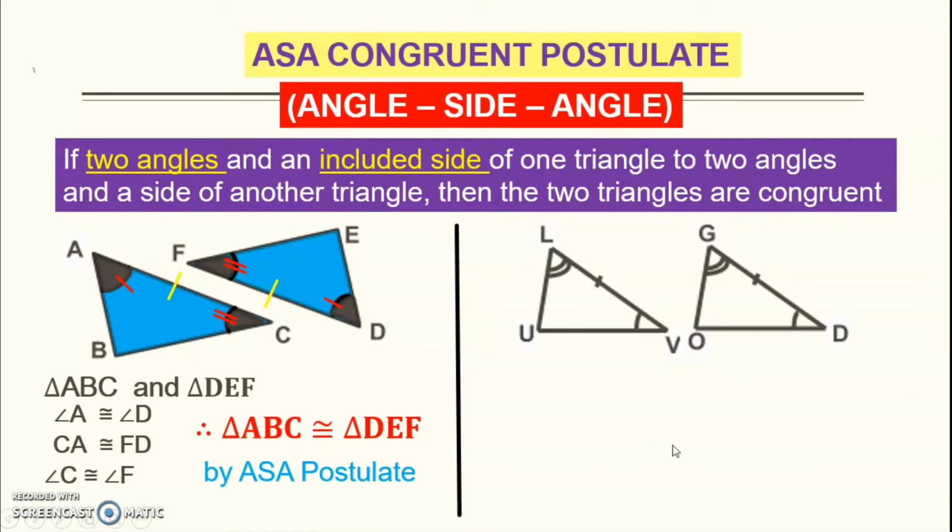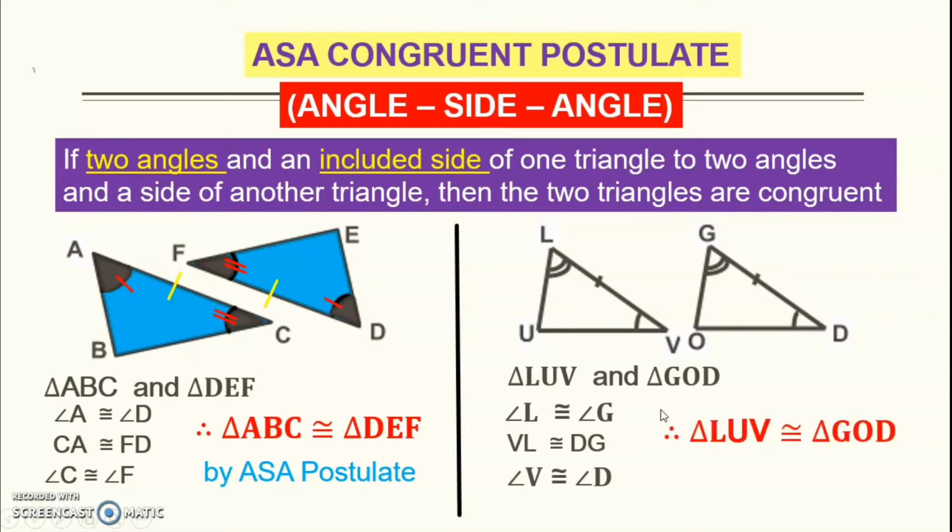Example, triangle LUV and triangle GOD. So, angle L corresponds to angle G, U corresponds to angle O, V corresponds to angle D. Itong side natin, LV or VL, pwede, are congruent. Then the angle V is congruent to angle D. So therefore, triangle LUV is congruent to triangle GOD by ASA postulate.